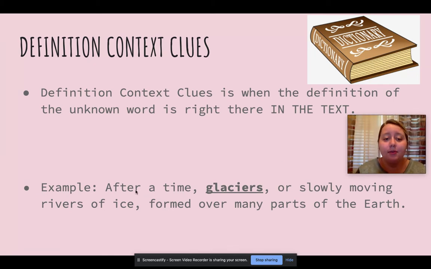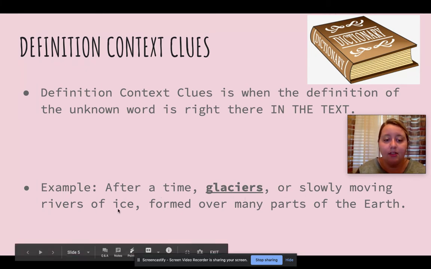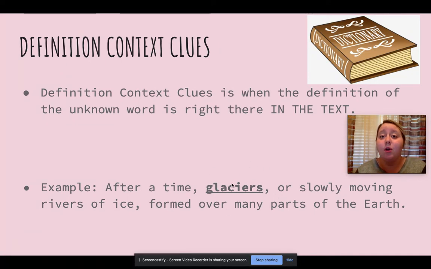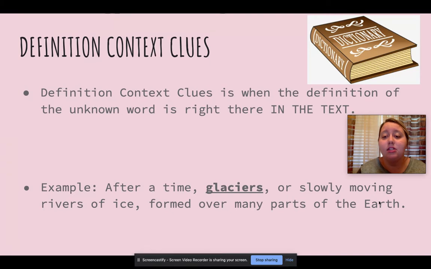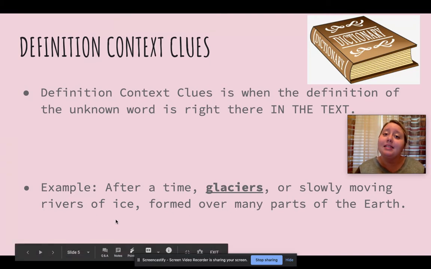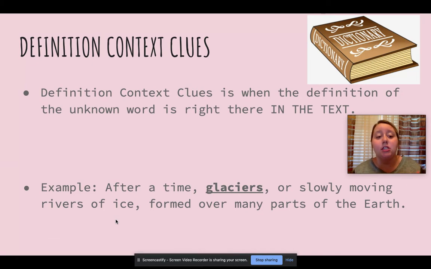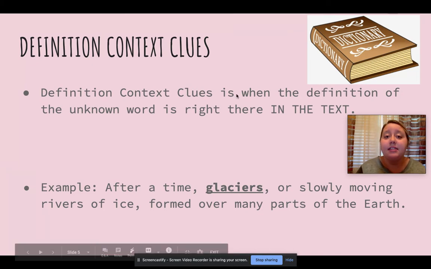If you look at my example sentence down here, it says, after a time, glaciers or slowly moving rivers of ice formed over many parts of the earth. So if you look right here, that underlined and bolded word glaciers is our unfamiliar word. In this sentence, we're not sure what this word means. So this sentence gave us the definition of the word glacier. The word glacier means slowly moving rivers of ice. So in this case, we figured out that the word glaciers means slowly moving rivers of ice because it gave us the definition clue.